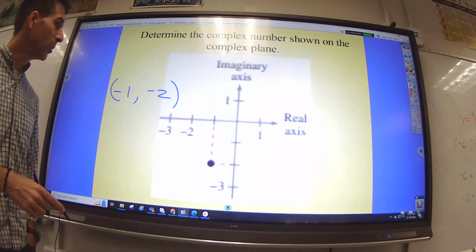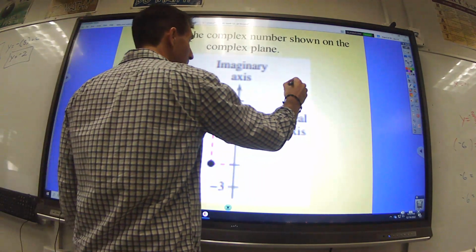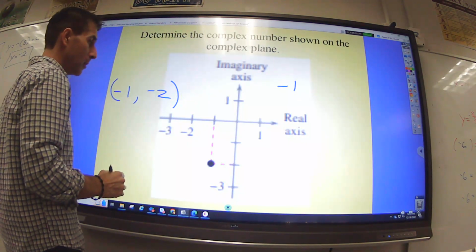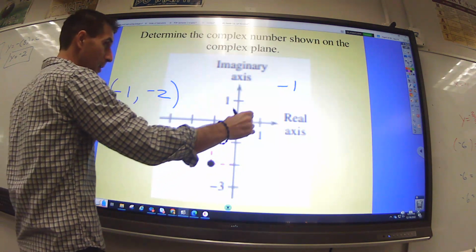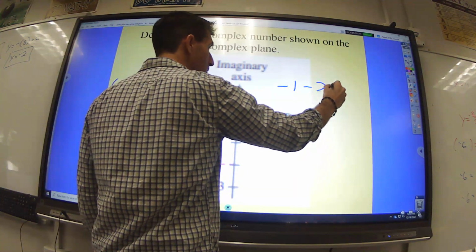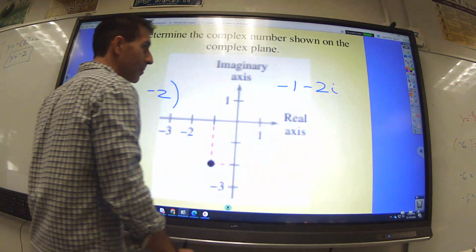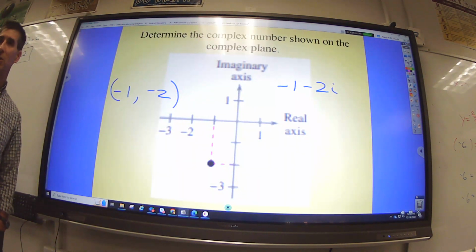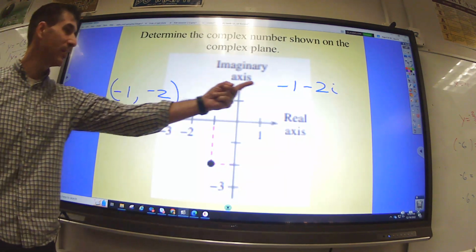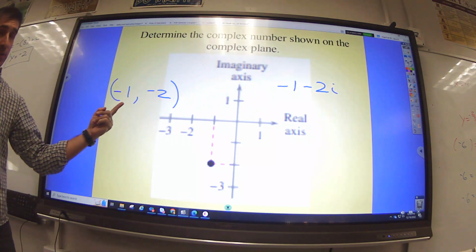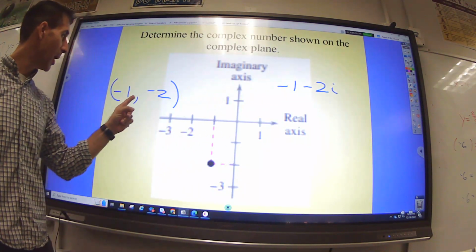So what we're going to do is the real number is -1. The imaginary number is -2i. And that's all you've got to do. Do you see the similarities? If you can do this, you can do that. Instead of putting a comma, you put an i.